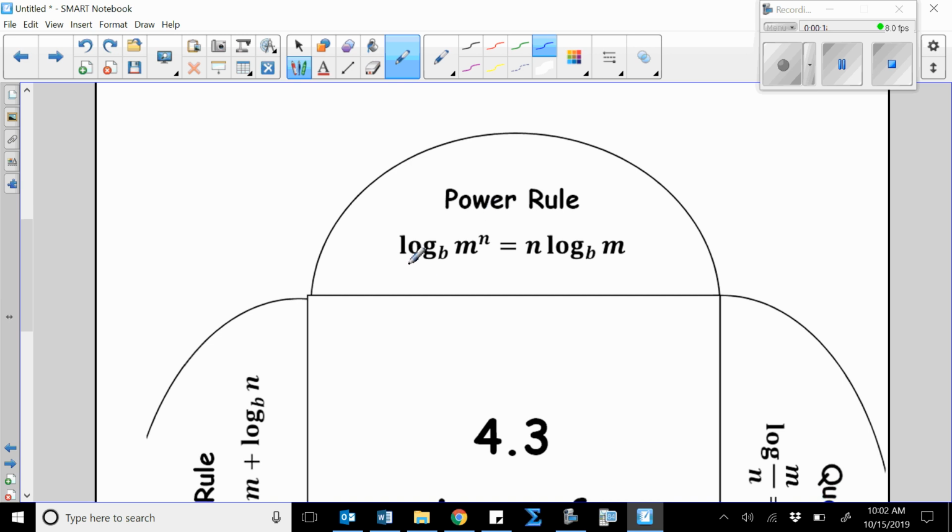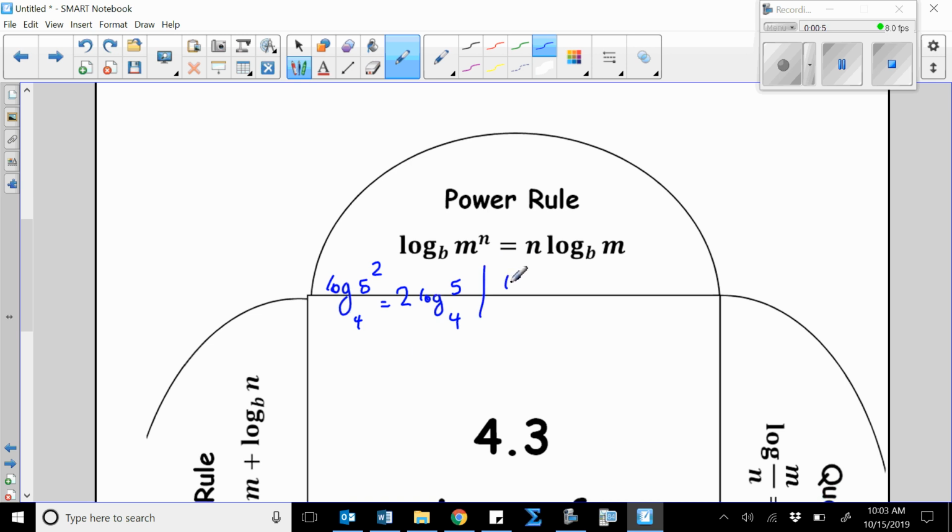In the power rule, if we have log of m to the power of n, you can move the power of n to the front of the log. So it can be changed to n log of m with base b. For example, if I have log of 5 to the power of 2 with base 4, this power of 2 can be moved to the front. So this will be 2 log of 5 base 4.